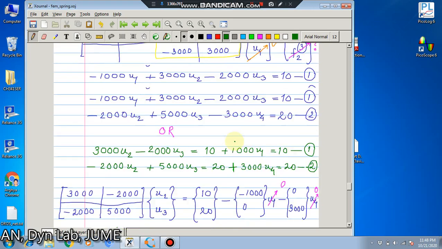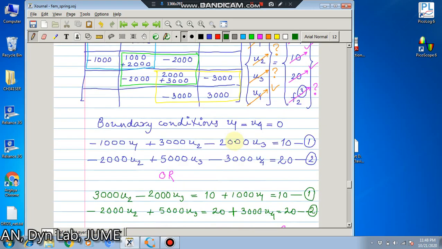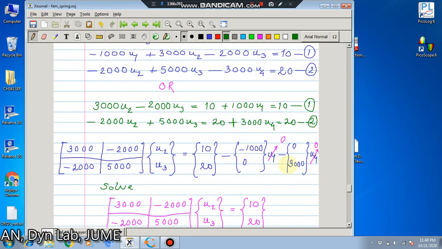plus or minus 2000 u2 minus, oh this is minus, so here this should also be minus. So that is a problem in sign, so this should also be minus. So when it goes to the right hand side, it becomes plus.